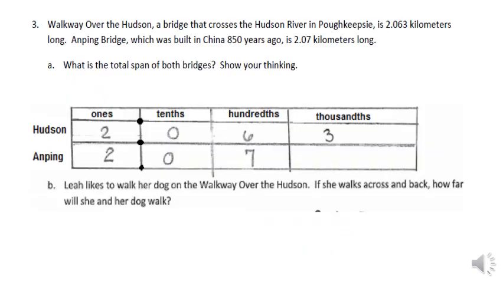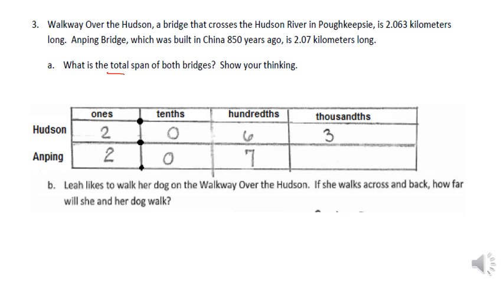Now question number 3 says walk away over the Hudson. A bridge across the Hudson River in Poughkeepsie is 2 and 63 thousandths kilometers long. Anping Bridge, which was built in China 850 years ago, is 2.7 hundredths kilometers long. What is the total span of both bridges? Now, if you notice, the key word here is total. Total means that we're looking for the sum, or we're going to add the two together.